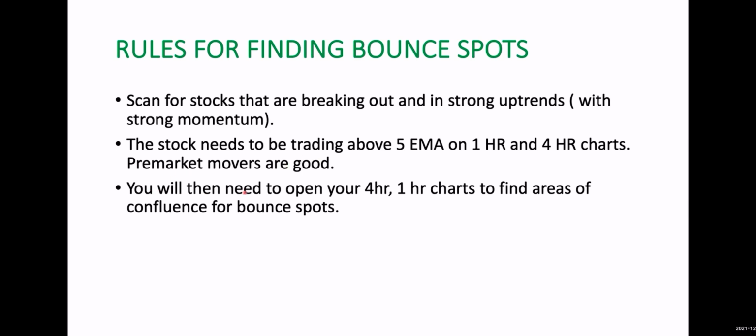You will then need to open your 4 hour and 1 hour charts to find areas of confluence for bounce spots. I already said what an area of confluence is. It's an area where a number of confirmations, indicators, or things intersect. Those are the areas where a lot of buy orders and sell orders are going to be. That's why it's important to find areas of confluence, but we're going to use only the 4 hour or 1 hour charts to find those. That's all you need.